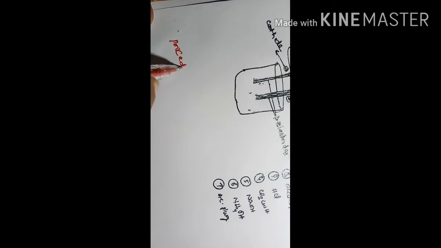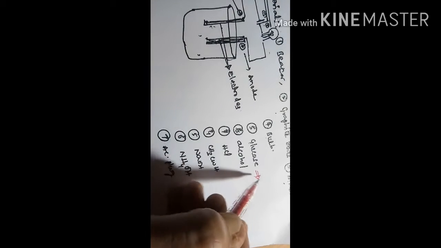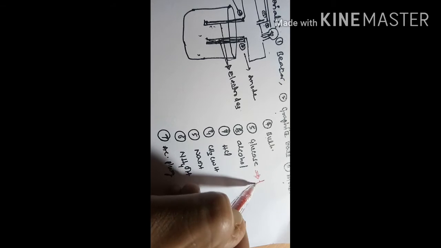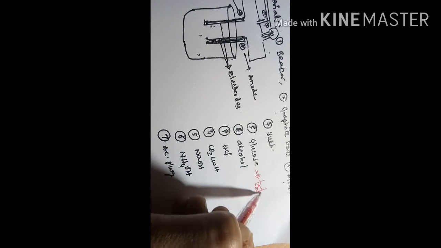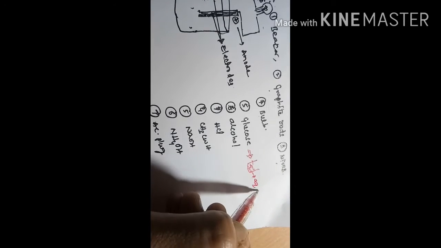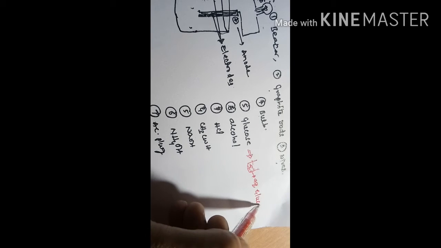We are discussing the procedure. In this procedure, first we should prepare glucose solution. That means glucose is dissolved in water, so we will get glucose solution, which is called aqueous glucose solution.